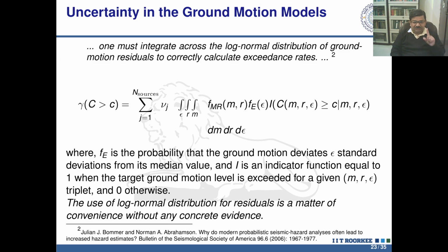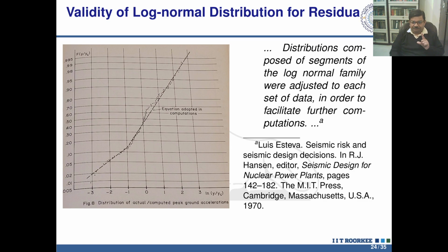The first time this use of log normal distribution was suggested was in 1970 by Louis Esteva, in this collection of articles edited by R.J. Hansen, in this book brought out by MIT Press, Seismic Design for Nuclear Power Plants. And there he writes, distributions composed of segments of the log normal family were adjusted to each set of data in order to facilitate further computation. He never claimed the entire data range to be modeled by a single log normal distribution.